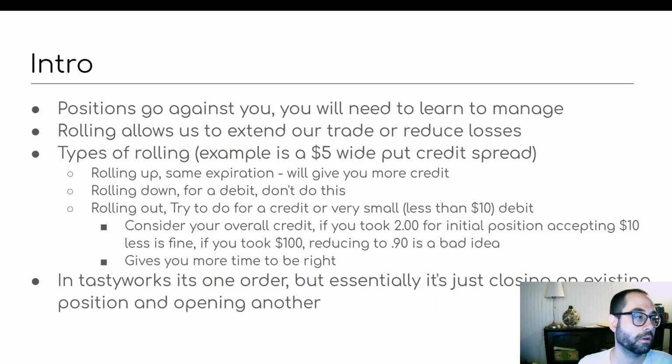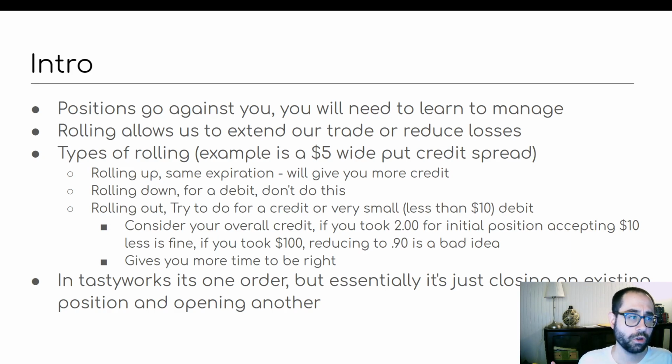So first of all, positions go against you. That's part of selling spreads, opening option positions, and even if you're trading stocks, but of course this doesn't apply to stocks, but a position will go against you. So learning how to manage that position only makes sense. You need to do that as part of your core competency. Otherwise, you're not going to be successful at trading.